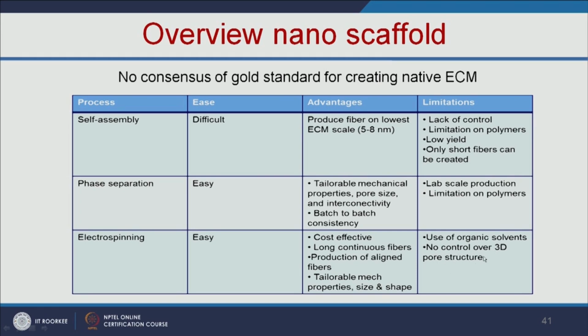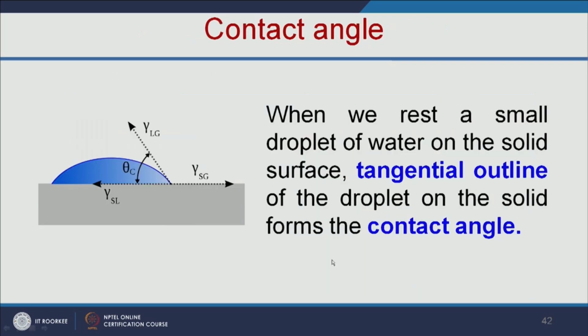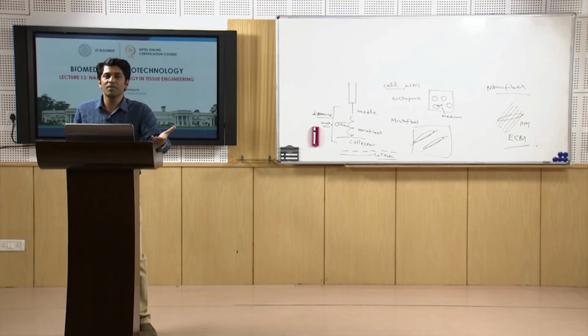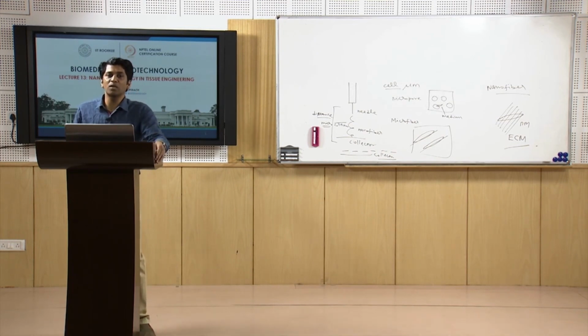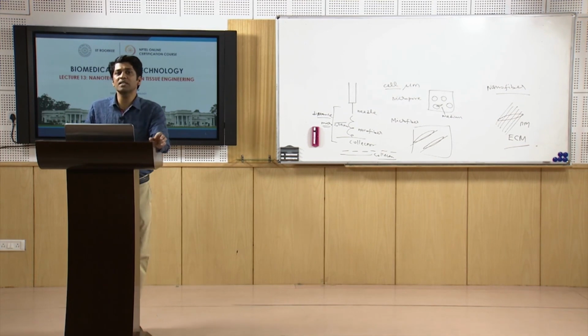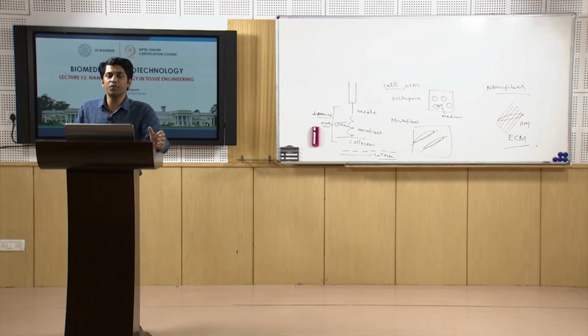So these are the advantages and disadvantages of each method for making nanofibers. And whenever you make nanofibers or any nano scaffold, the first important thing is hydrophilicity of your material. When your material is hydrophilic, it will allow the cells to attach and grow nicely. So how to check the hydrophilicity of your material? By using contact angle measurements.